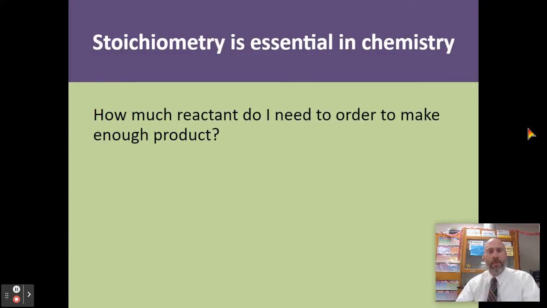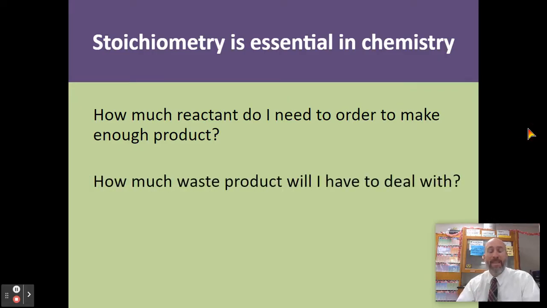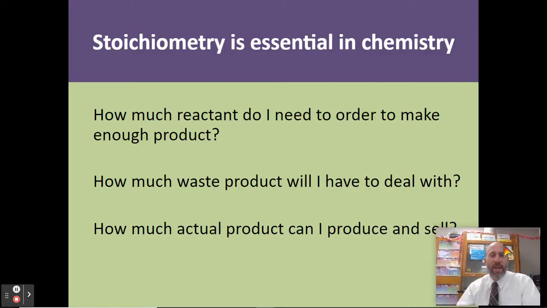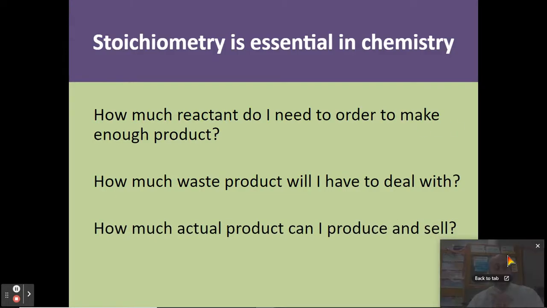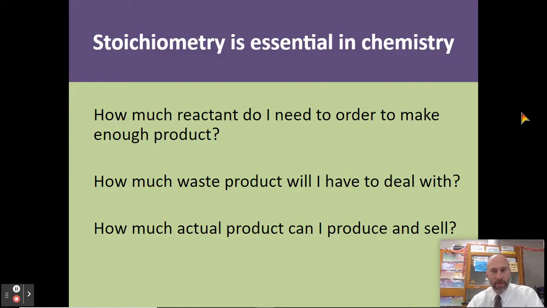So it's really how much reactant do I need to make a certain amount of product, right? It's also how much waste product you will have to deal with. So you can calculate, all right, this is how much extra stuff I'm going to have, whether you want it or not. And for industry, this is very useful because they're able to figure out how much product they're going to produce and then later sell.